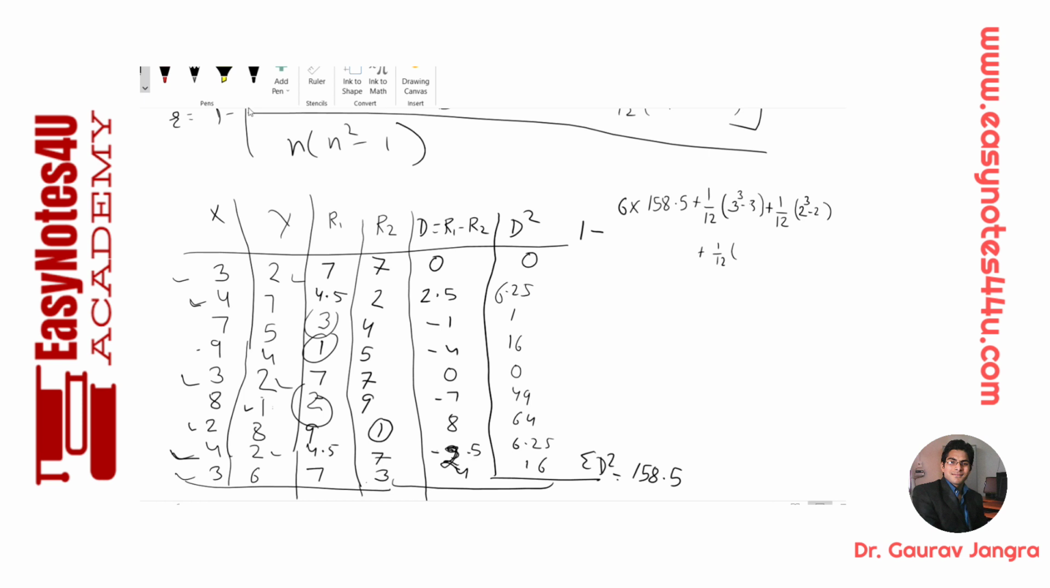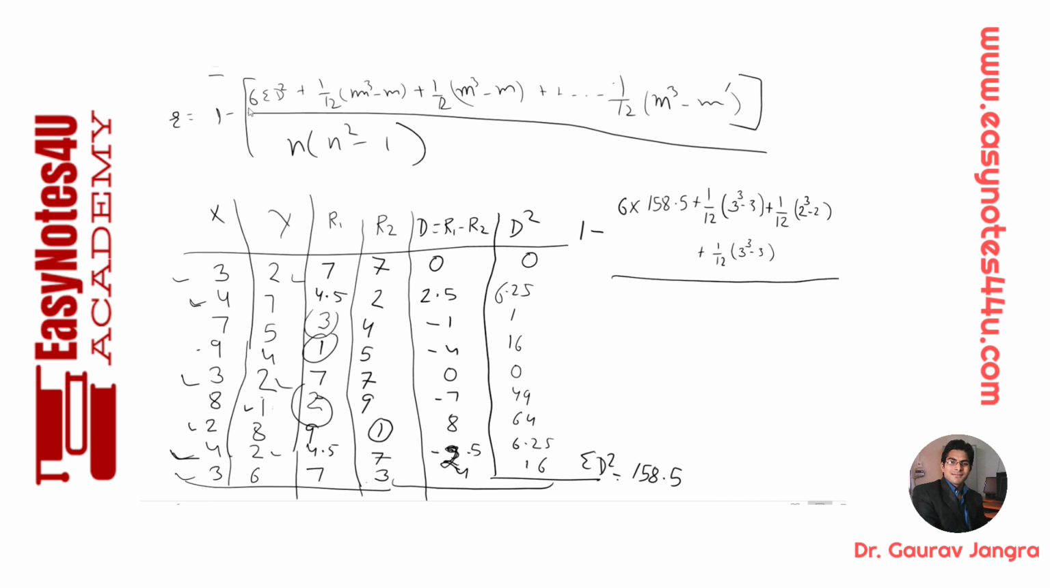So the first value is repeating 3 times, so 3 cube minus 3. Now the next value, 4, is repeating 2 times, so m will be 2. Next, in y you can see the 2 is repeating 3 times, so m is equal to 3, 3 cube minus 3, and divide by n cube minus n, or you can say n into n minus 1. The n value is the total number of observations, 9, then 9 square minus 1. So you can solve it.